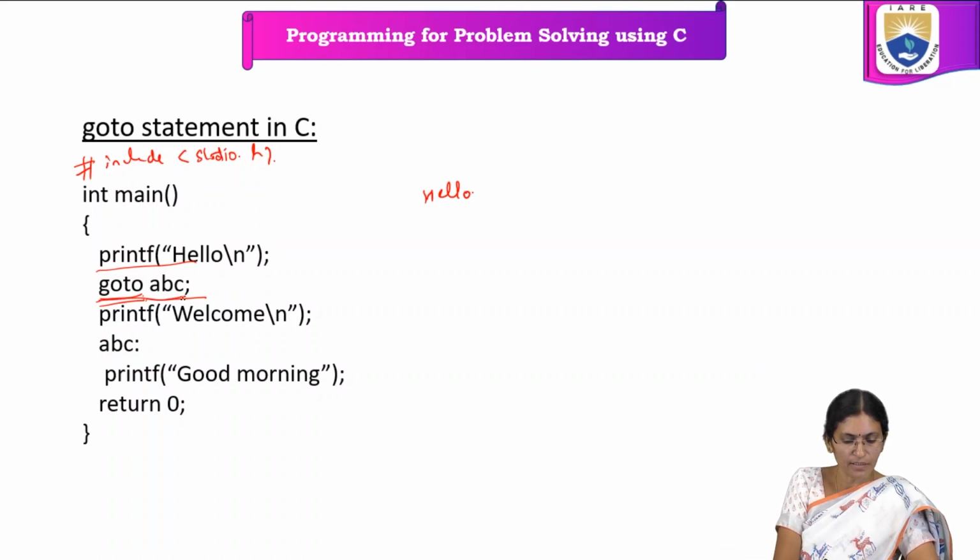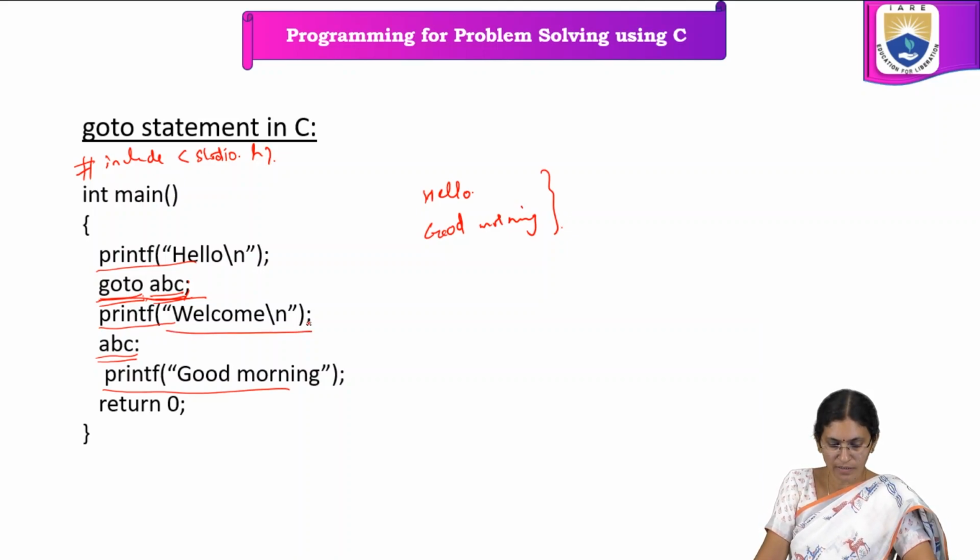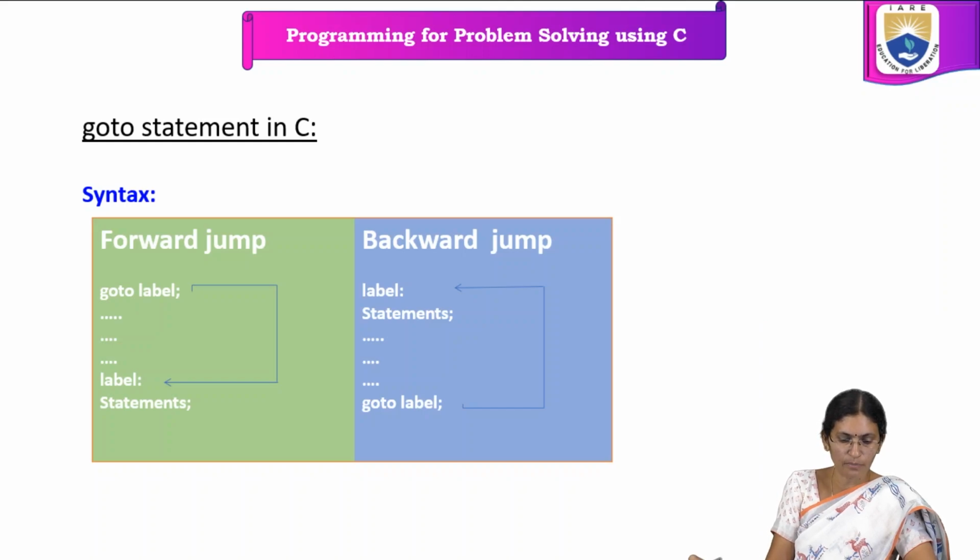After goto, this is the label, followed by a semicolon. After this we have written a printf statement. Corresponding to this label, we have written the definition of this label here. So the output of this program will be hello, and in the next line good morning will be printed. So why are we getting this output, and why is welcome not printed here? Let us understand it with the help of the syntax first, and then we will see one program for this goto statement.